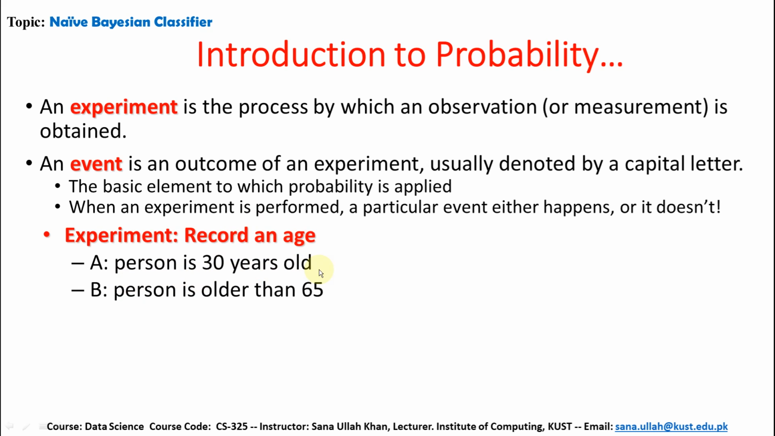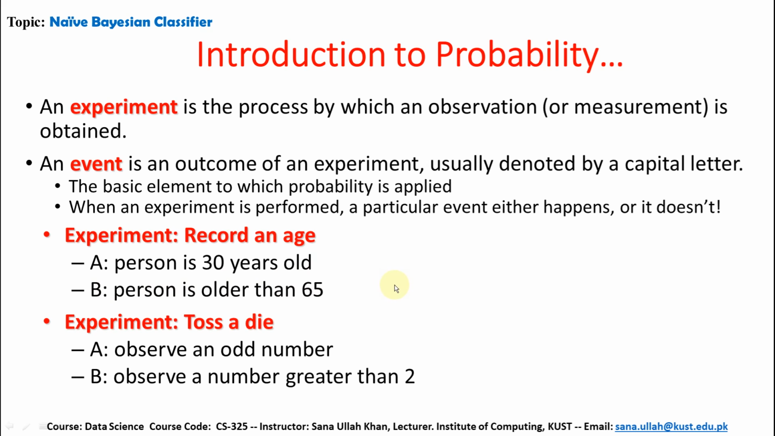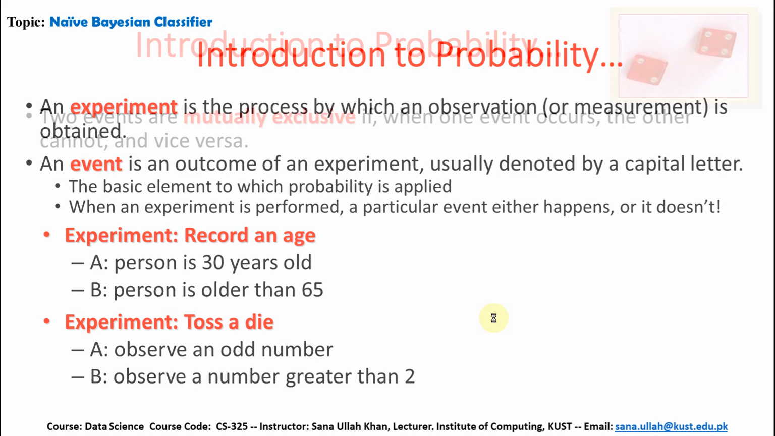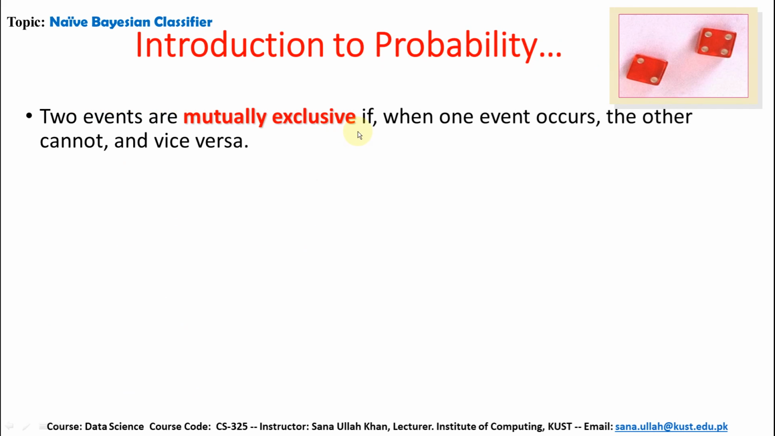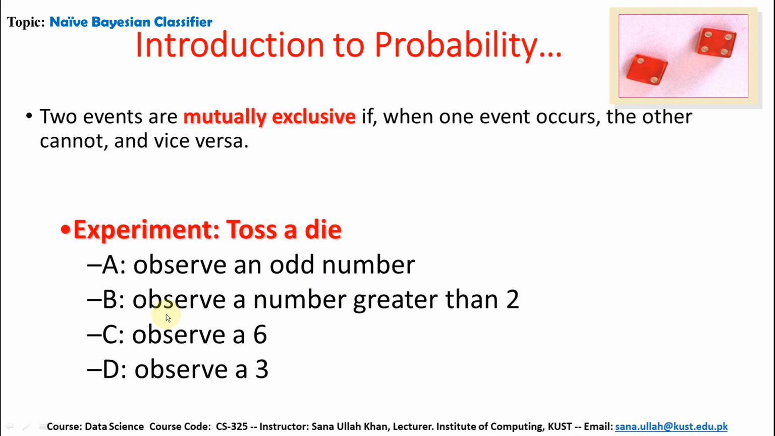For example, an experiment records an age. A: the person is 30 years old. B: the person is older than 65. Or another experiment, toss a die. A: observe an odd number. B: observe a number greater than 2. Two events are said to be mutually exclusive if when one event occurs, the other cannot, and vice versa. Experiment: toss a die. Events: A, observe an odd number. B, observe a number greater than 2. C, observe a 6. D, observe a 3.